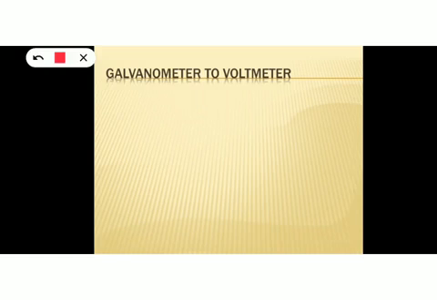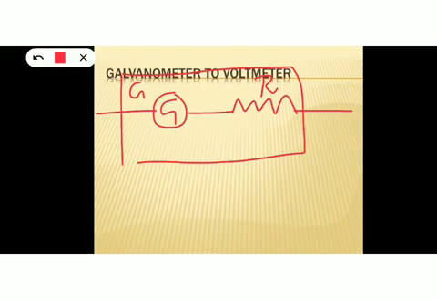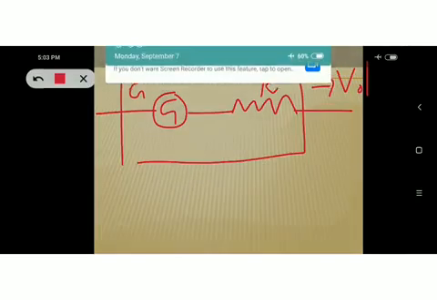So if we want to convert this galvanometer to a voltmeter, we need to increase its resistance. That can be done by connecting a very high value of resistance in series with the galvanometer. Suppose this is our galvanometer. Its resistance is G, and it is very small when compared to a voltmeter. So we want to increase its resistance. For that, connect a very high resistance, let it be R, in series with this galvanometer. Now our galvanometer has become a voltmeter. The whole arrangement constitutes our voltmeter.